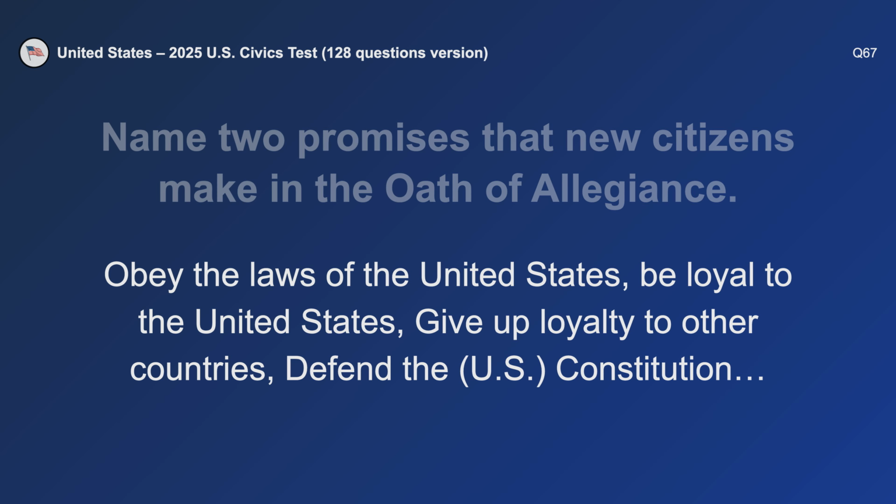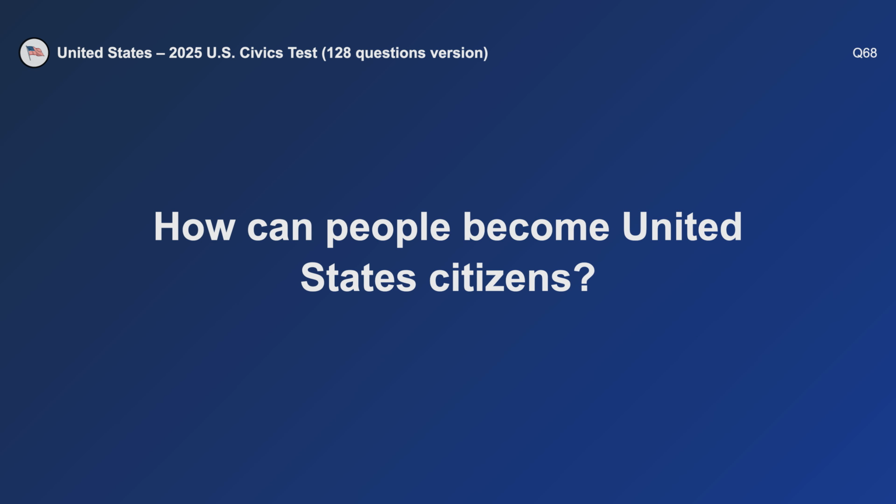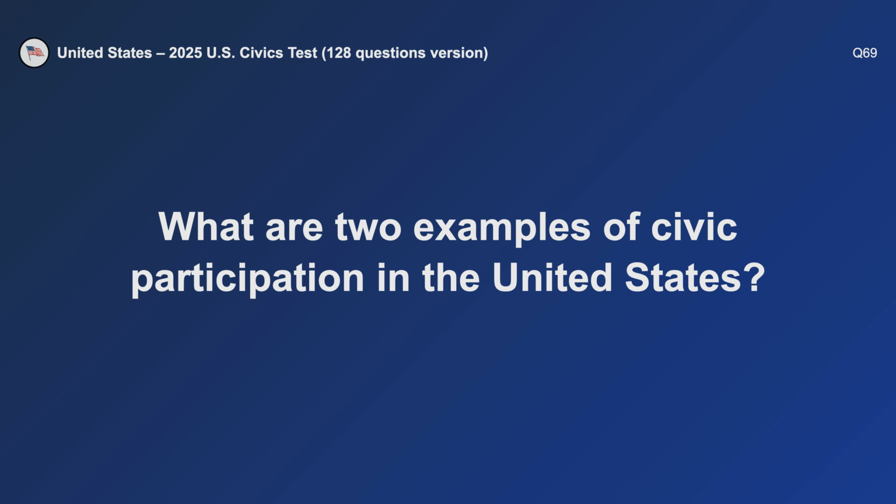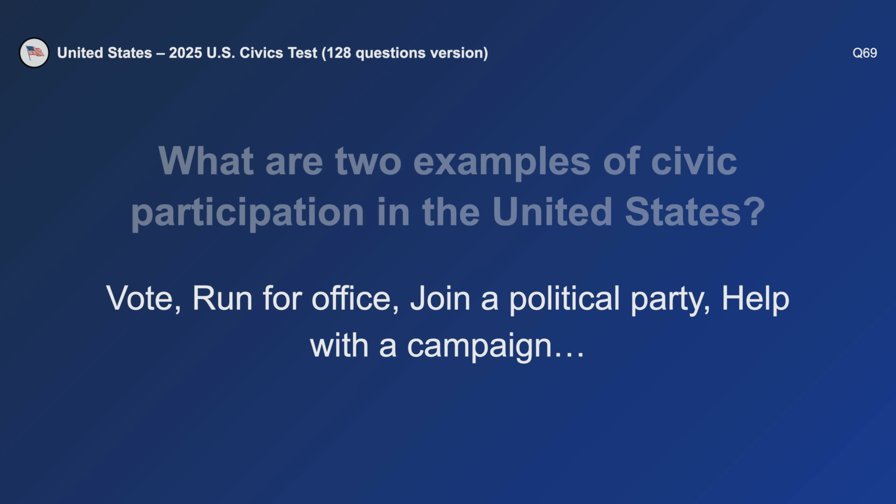Obey the laws of the United States and be loyal to the United States. How can people become United States citizens? Naturalize. What are 2 examples of civic participation in the United States? Vote and run for office.